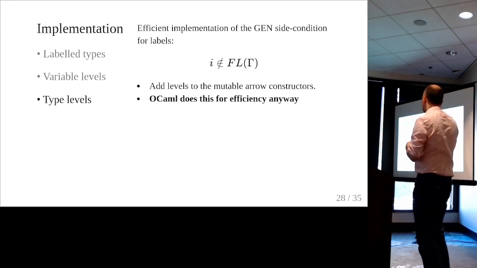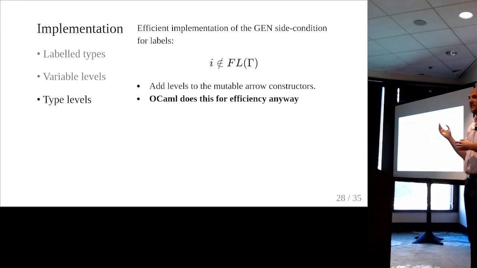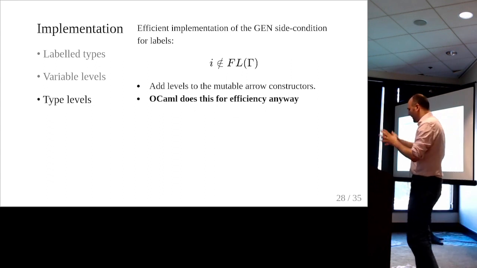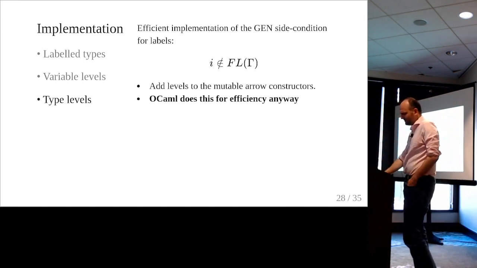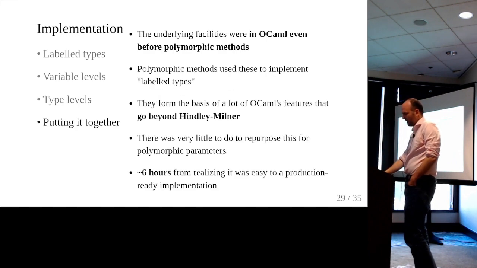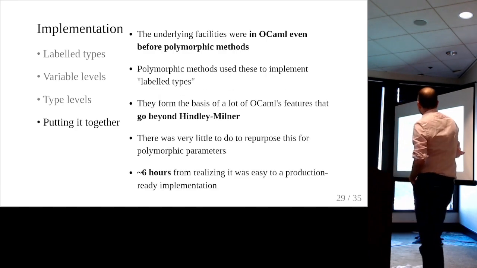But again, OCaml was doing that for efficiency anyway already, because if you track the levels on the constructors, you can do more efficient generalization and instantiation, because you don't have to search all the way down to see if there are any variables underneath them, because there's an upper bound of the level of the things underneath it, or possibly a lower bound. I can't remember which direction. Right, so putting it together.